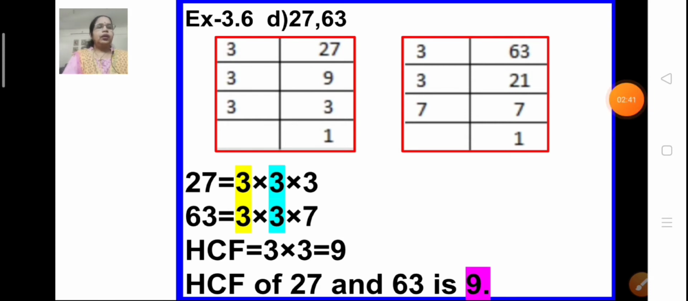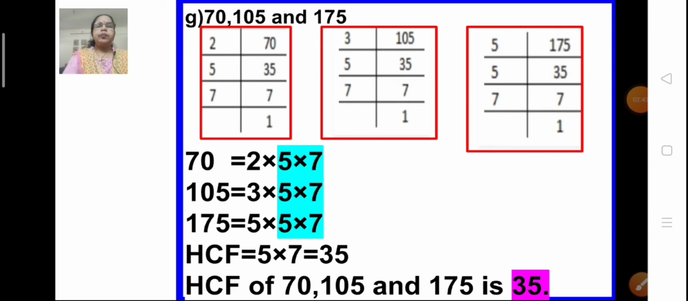Now we move on to problem G. Problems E and F are very simple ones, with two numbers. You have to find the HCF of the two numbers. You have to do them as your homework. Now here in problem G we have three numbers, 70, 105 and 175. We have to find the HCF of these three numbers. So what do we do? We do the prime factorization of these three numbers and then find the common factors and multiply them. That's how we find the HCF of these three numbers.